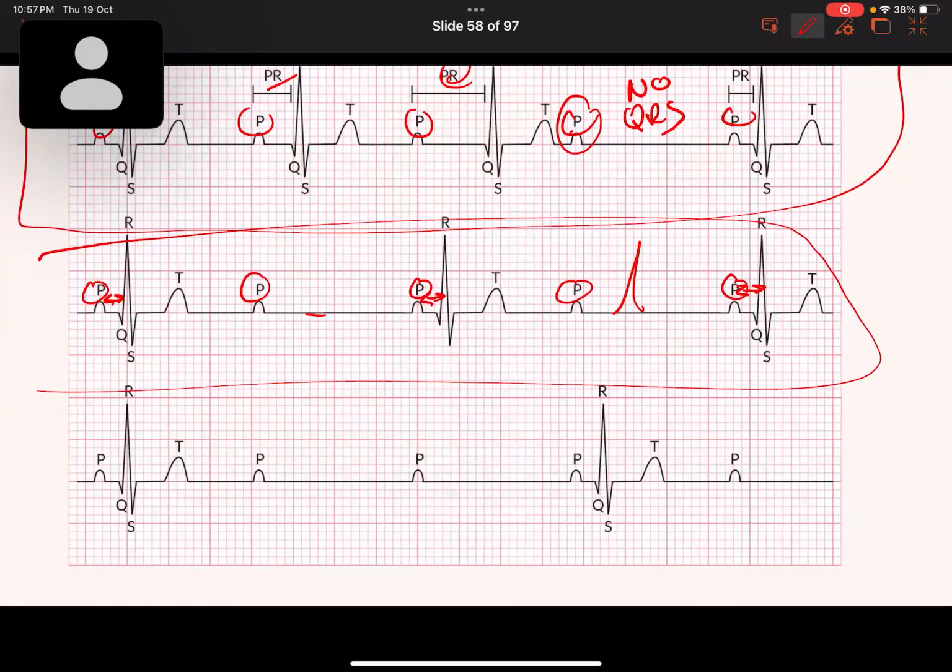We have a P wave, which is good. We have a normal PR interval. And then we have another P wave with no QRS. And then another P wave with no QRS.